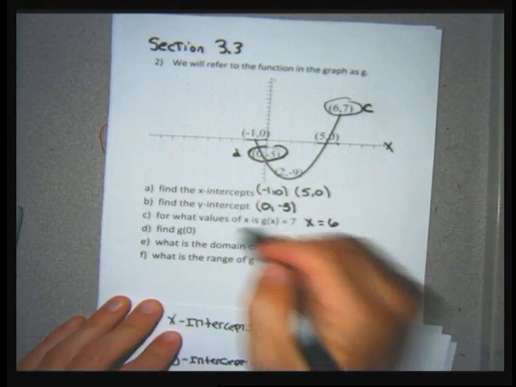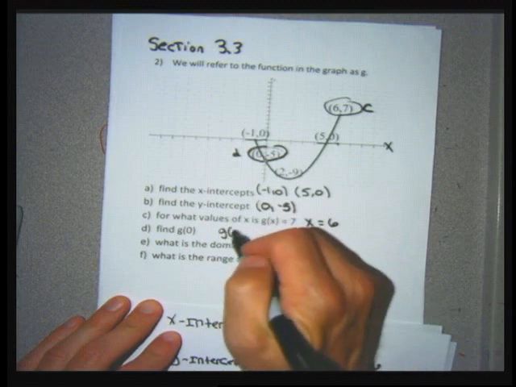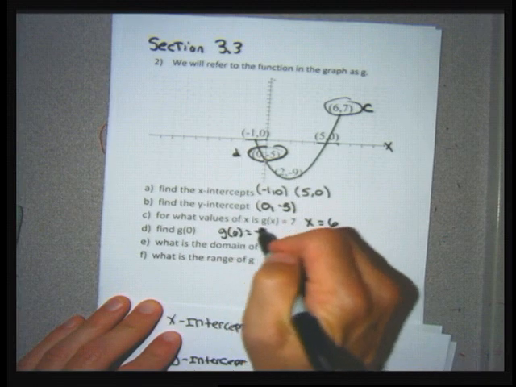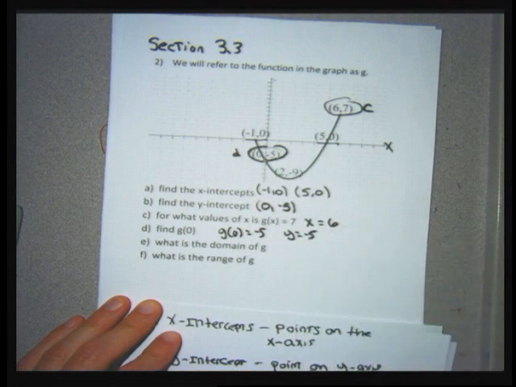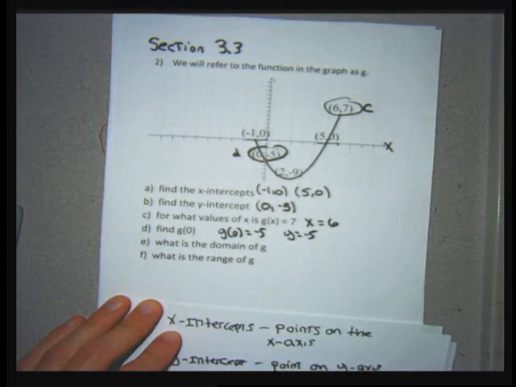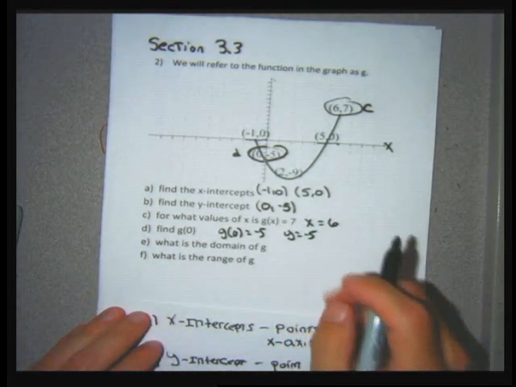There's multiple ways I could answer this. I can write g of 0 equals -5. That would be correct. If you want to, you can say y equals -5. I probably wouldn't write the point (0, -5). I'd probably write one of those two for the answer.